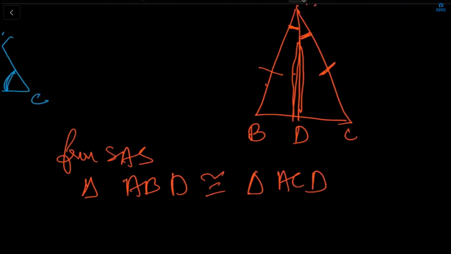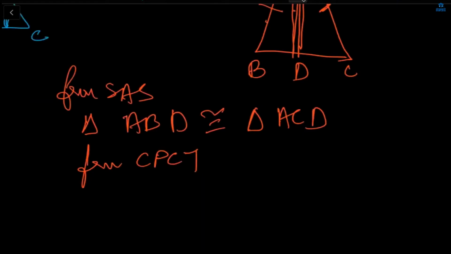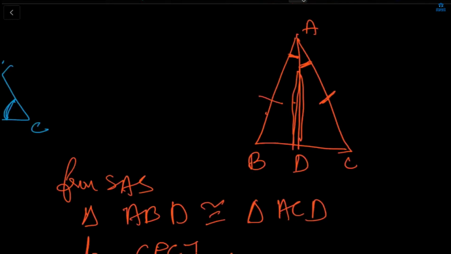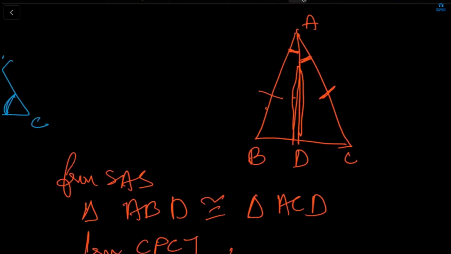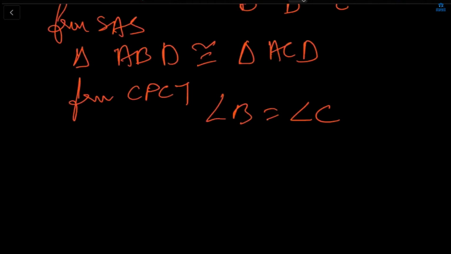So from CPCT, what we can say? Angle B is equal to angle C. Because if both the triangles are congruent, then this will be equal to this. Angle A is equal to angle A only, and this will be equal to this also, and this side will be equal to this side. Because congruency means they are overlapping each other. So whatever thing we want to prove, we are just going to conclude that. From CPCT, we needed to prove that angle B is equal to angle C.